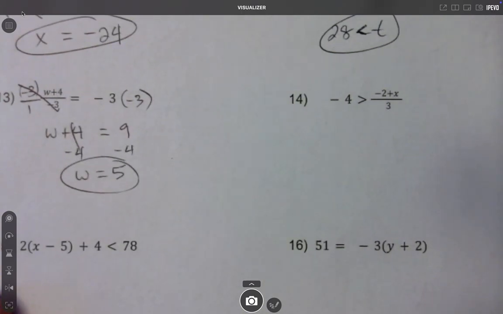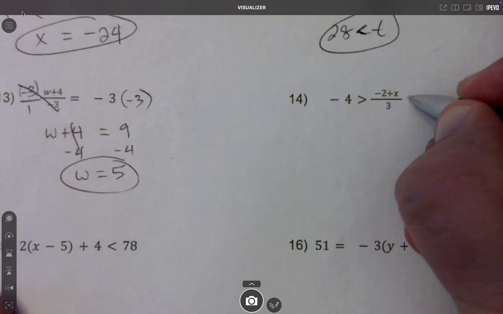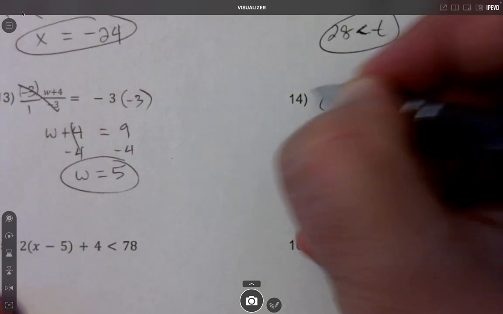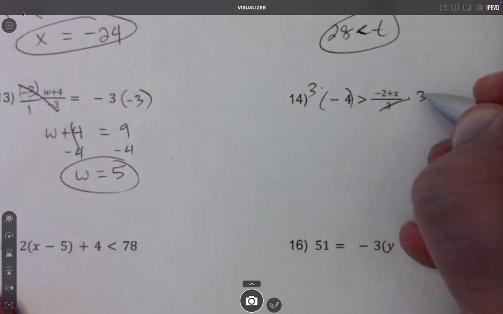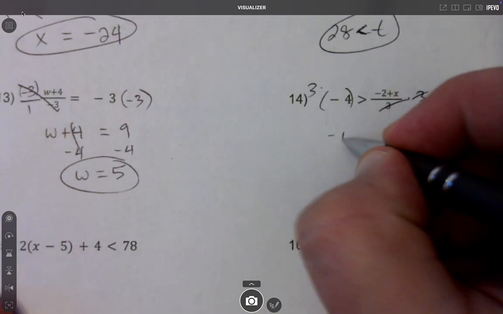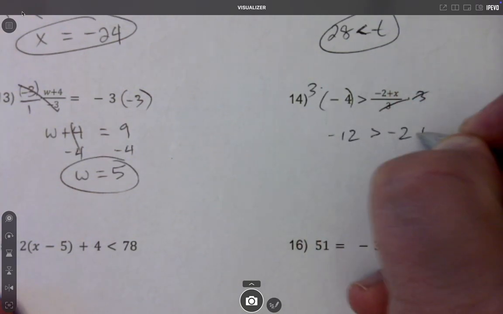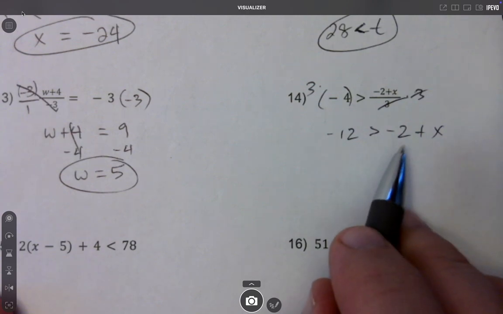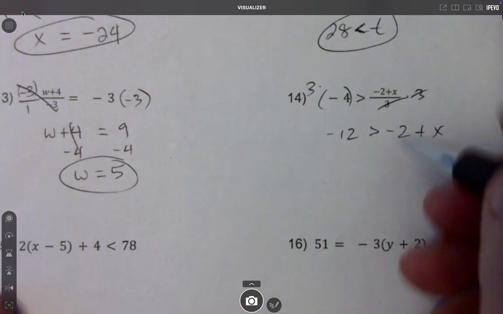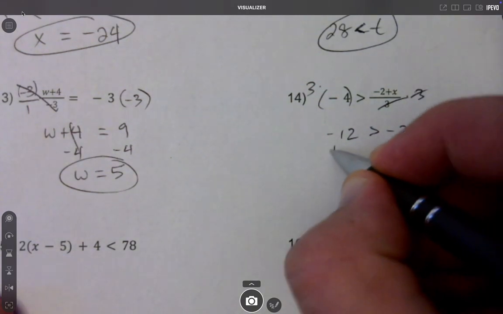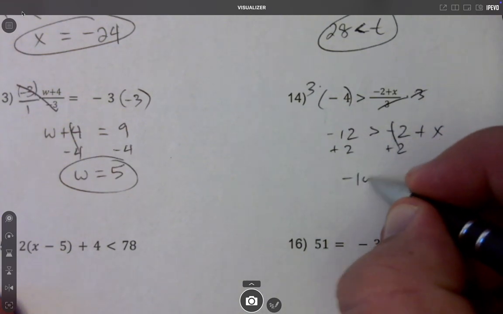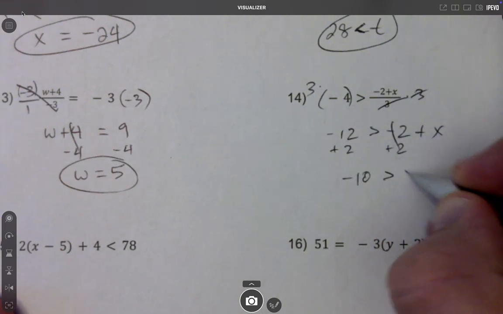Okay, 14. We need to multiply both sides by 3, so we get rid of that giant fraction. 3 times negative 4 is negative 12. I have to get rid of this constant. This is step 4. So we add 2 to both sides. We get negative 10 is greater than x.